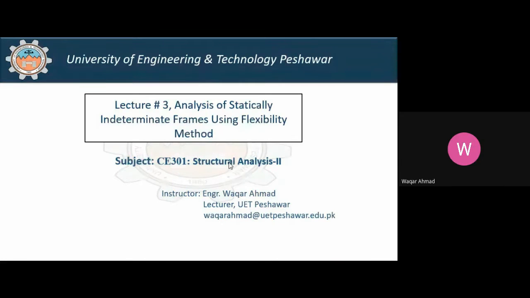Bismillahirrahmanirrahim. Now, this is lecture number 3 of the ongoing series of the Structural Analysis 2 course. Today, we will analyze statically indeterminate frames using the flexibility method. We already solved indeterminate beams using the same method. Today, we will apply the same method to indeterminate frames with some modifications and with some more knowledge for you to learn. So let's start with the topics of this lecture.